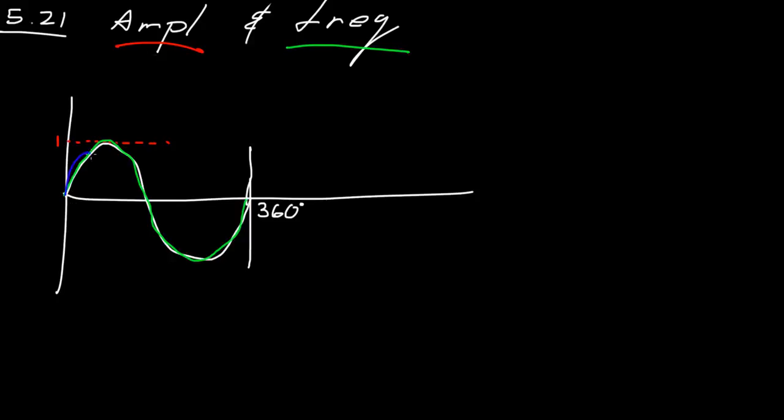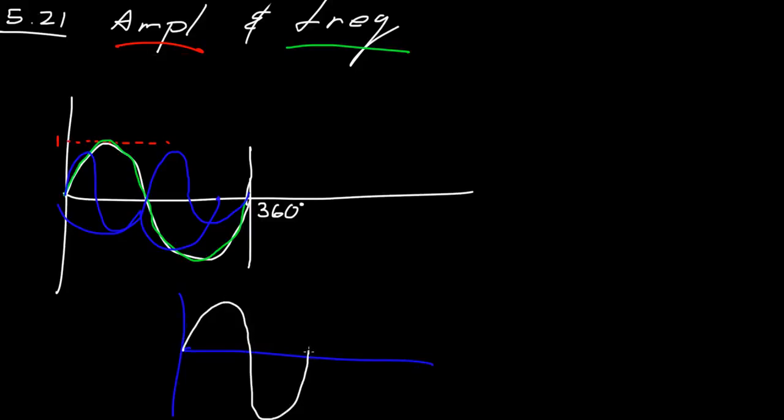If it looked like this, then you'll see we've got 2 repetitions of the wave in 360 degrees, so it would have a frequency of 2. Basically, if you want to talk about repetitions, it's the number of ups and downs divided by 2. If it goes up once and then down once, that is 1 repetition, and up and down again, that is 2 repetitions.